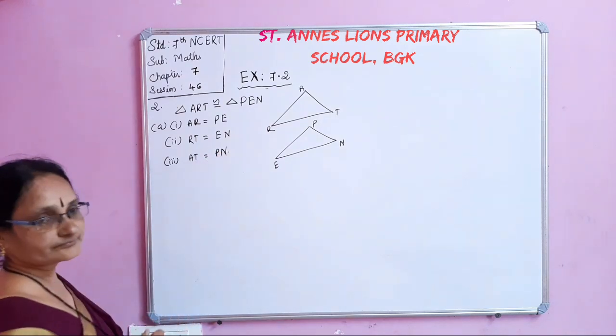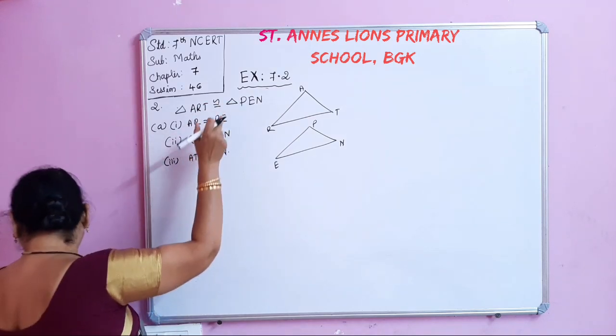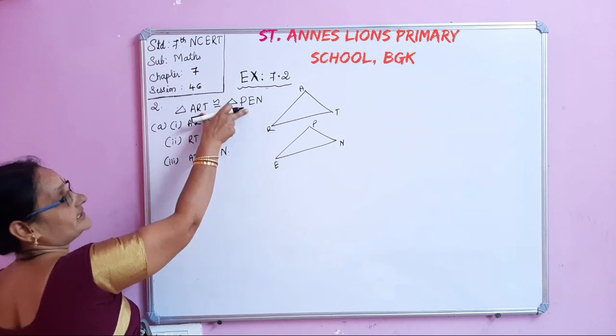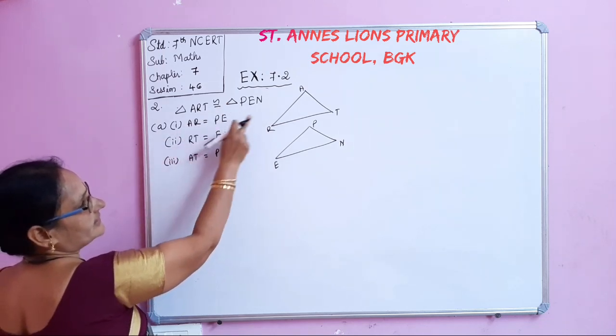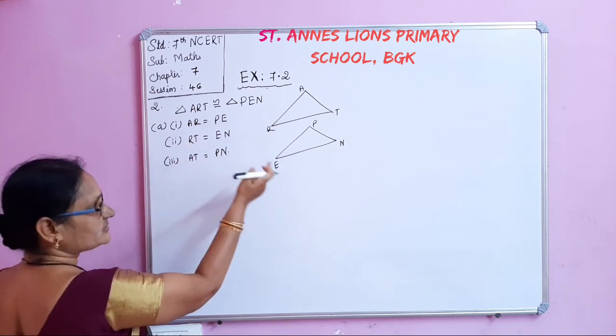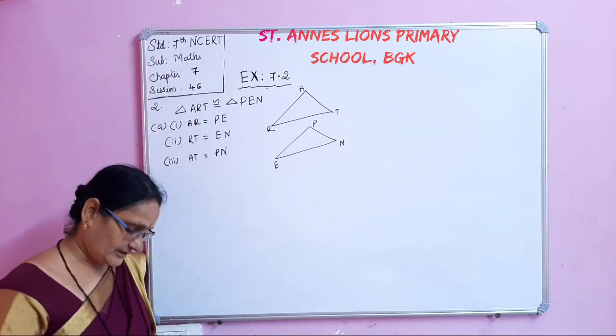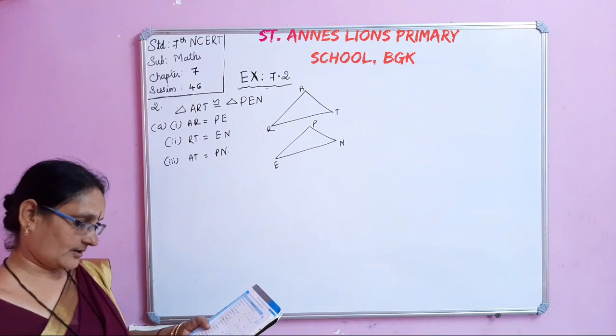PN. So already they are congruent here. Congruent means AR is a side, then side must be equal. This also side must be equal. This also side must be equal, means SSS criterion. Through the SSS criterion, these two triangles are congruent.